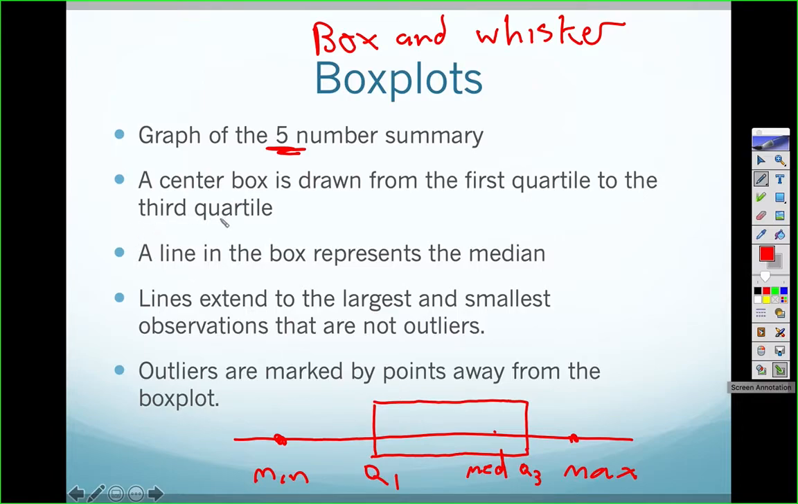A line represents the median. So a line through the box represents the median. Lines extend to the largest and smallest observations that are not outliers. We'll talk about outliers later, but for now we're just saying minimum and maximum. Outliers are points. So if there was an outlier, it probably would be the minimum. It would look like a point. That would be an outlier if we had one.